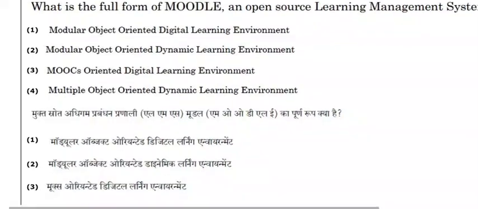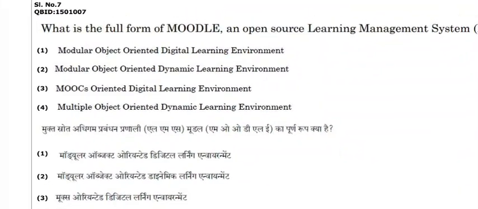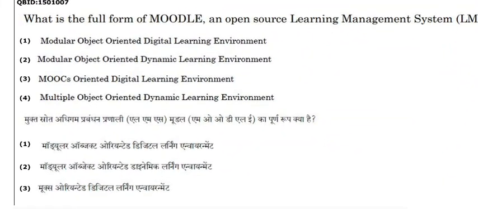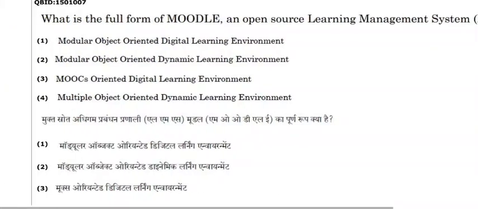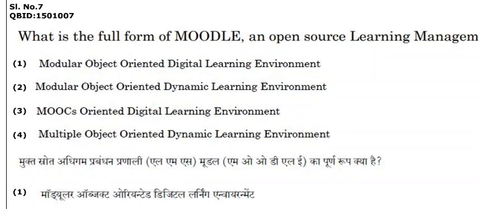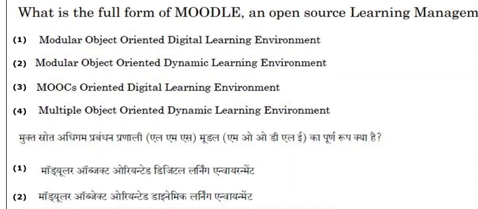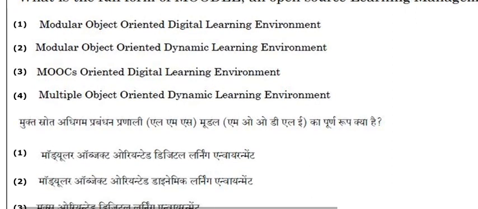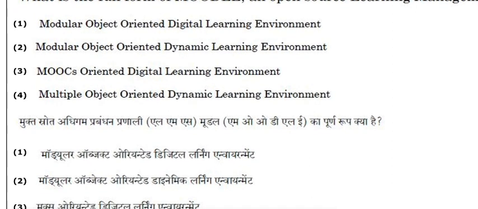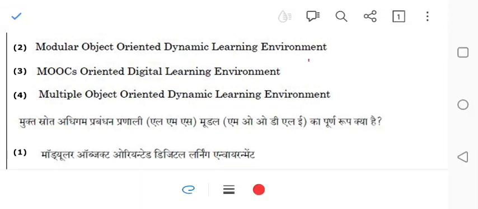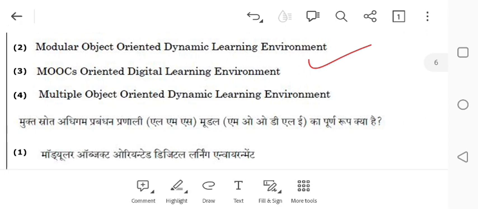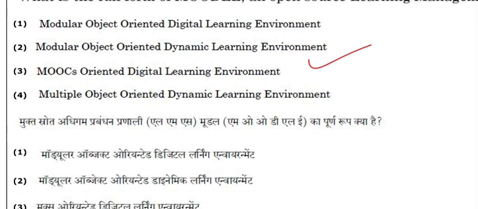Number 7 says, what is the full form of Moodle, an open source learning management system, in short LMS? So these are the options. Choose one. It will be option B. That means modular object oriented dynamic learning environment. Modular object oriented dynamic learning environment. This is our correct answer.